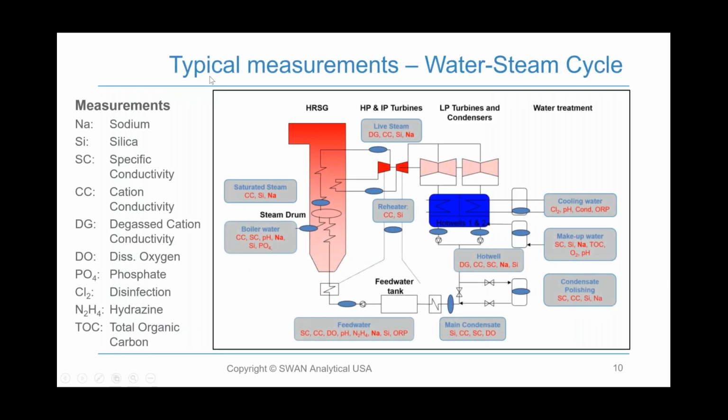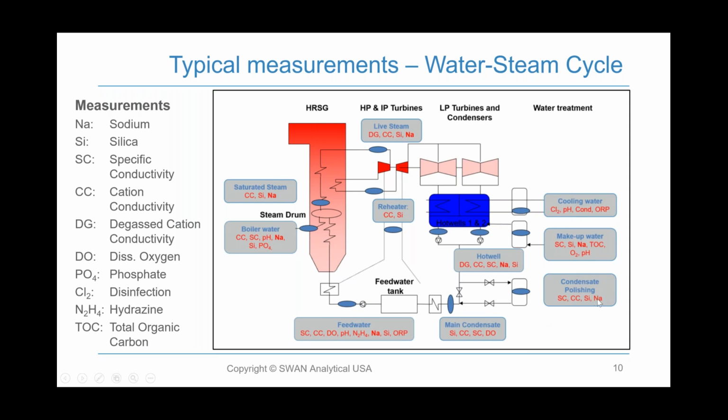Now, let's take a moment to discuss the typical points within the steam water cycle in which sodium is measured, as well as other parameters. The steam water cycle process begins with the makeup water, and it is very common to measure sodium in your makeup water, as well as some other very important parameters. Then the makeup is introduced to the hot well, and there's also significant potential for contamination of the high purity condensate in the hot well due to cooling water ingress. Therefore, monitoring of sodium in the hot well is strongly recommended.